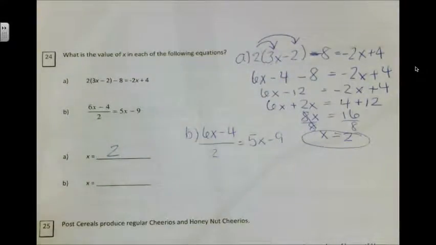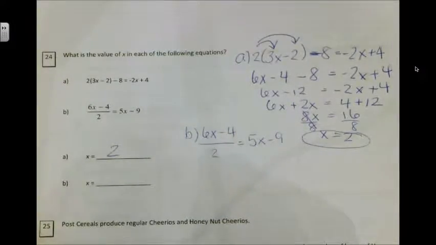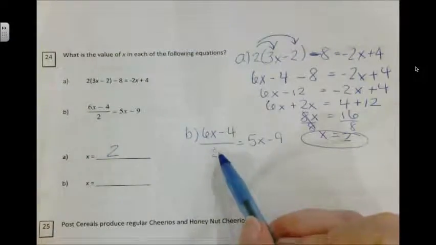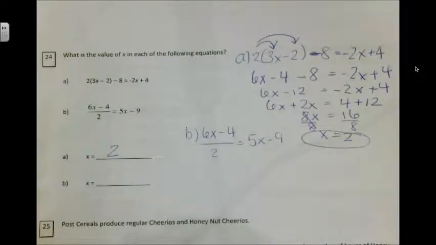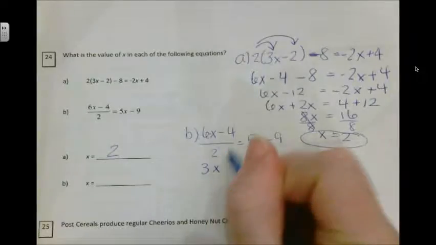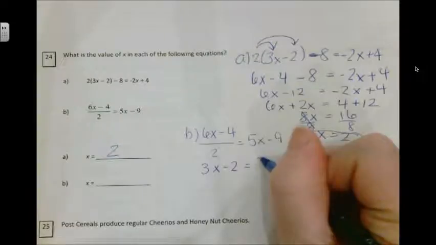So when you have a question like B, the first thing that I would evaluate right away is if I can divide the numbers on top by 2. So if I'm able to divide these both by 2, I will divide each of them by 2 right away. If for whatever reason they're not divisible by 2, you could also multiply the 2 across to the 5x minus 9, and then you would be doing the distributive property over there. So I'm going to do 6x divided by 2 is 3x. Negative 4 divided by 2 is minus 2 equals 5x minus 9.